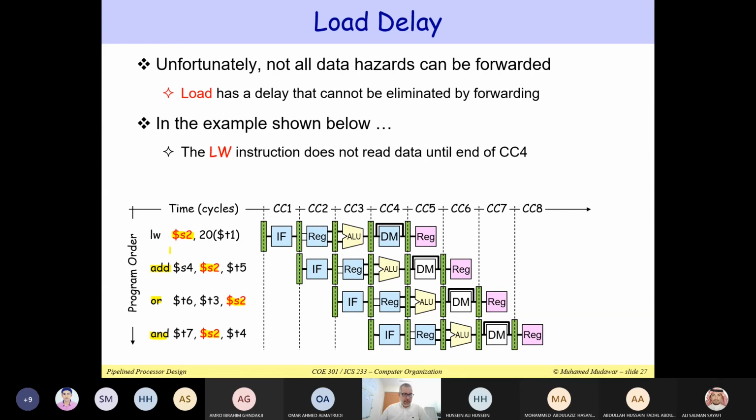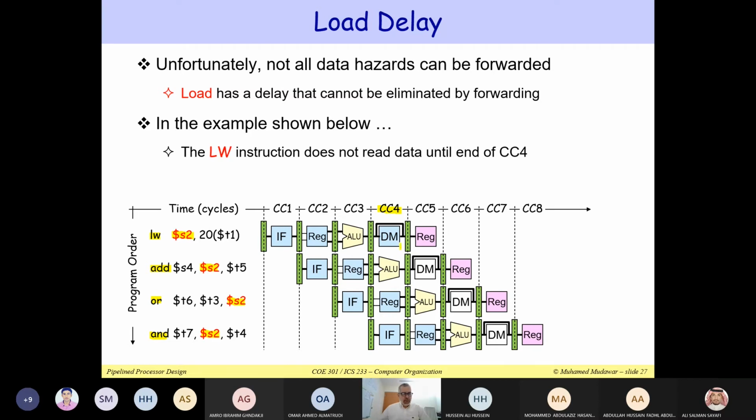Now the problem exists. Already we have the hazard detection logic, and we can detect that there is a data dependence between the add and the load. The add depends on the load, the OR depends on the load, and the AND depends on the load. But what is the problem? The problem is that the load instruction is going to take place in the memory stage. Here it's shown in this timing diagram at clock cycle number 4. This is when we load the data from the data memory, so this is done in stage 4.